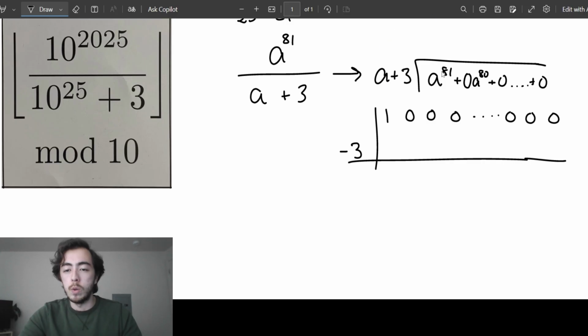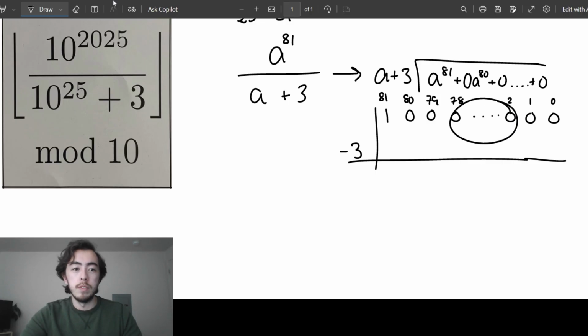This 1, again, corresponds to the term with a power of 81. This 0 corresponds to the term with the power of 80, then 79, 78. This 0 would faithfully just be a 0 at the end. So if we wanted to attach some kind of power of a at the end, it would need to be a to the power of 0. And so this 0 corresponds with the term with the degree of 0, and then 1, and then 2. And we have a whole bunch of 0 terms in the middle there.